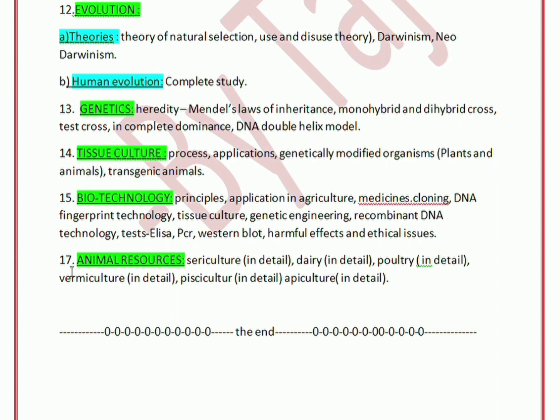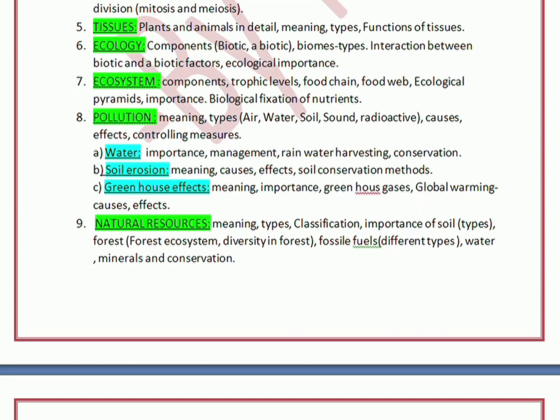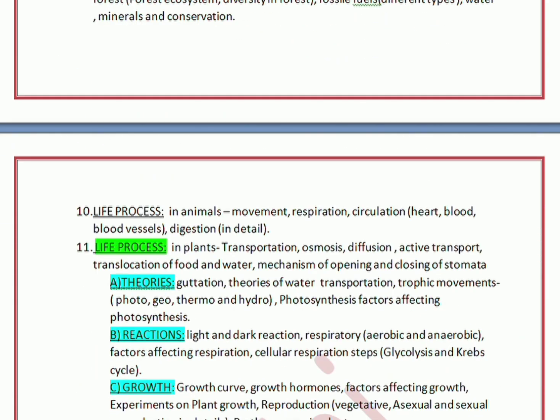Now coming to the 16th chapter, that is animal resources. In that animal resources, what you have to learn is all the detailed study you have to do. So the first one is sericulture, dairy, poultry, vermiculture, pisciculture, as well as apiculture. A detailed study you have to learn in this concept. So these are all the biology syllabus for HSTR 2022-23.